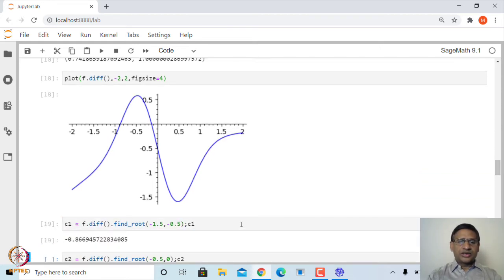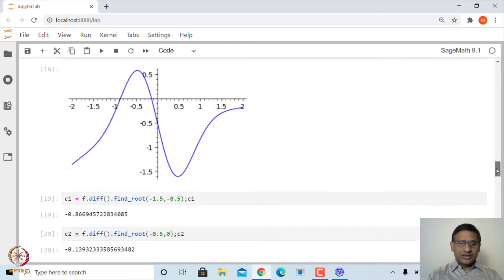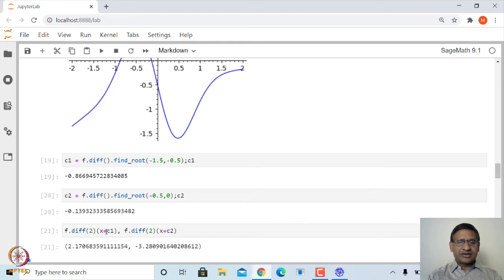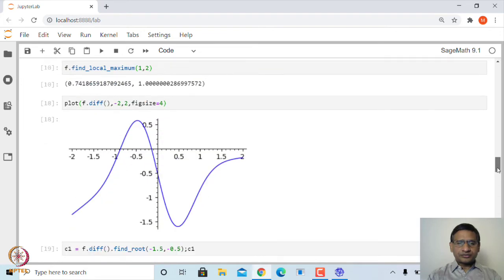So, if you find the critical points, the first critical point is this, and then the second critical point is between minus 0.5 and 0, which was the local maximum. Then let us find the second derivative at these points. You can see here that the second derivative at the first point is positive, so that point is a local minimum, and the second derivative at the second point is negative. So, this point C2 will be a point of local maximum. That is what you see from the graph, right.